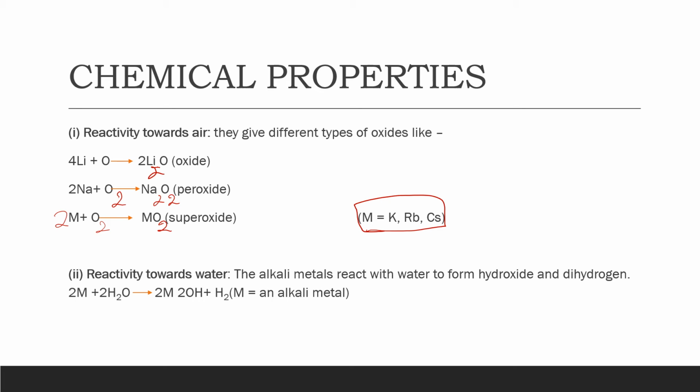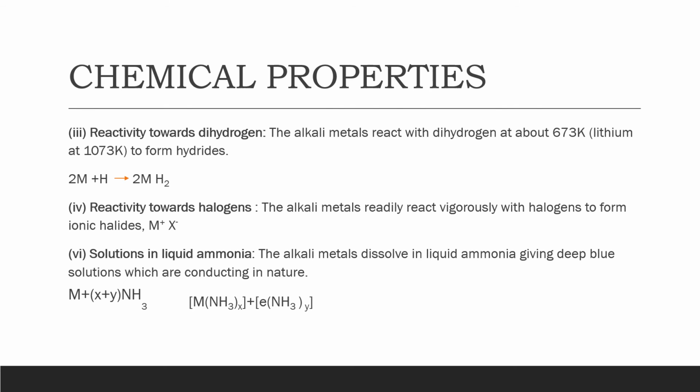Next is reactivity towards water. The alkali metals react with water to form hydroxides and dihydrogen. Hydroxide means OH and dihydrogen means H2. Over here M is again an alkali metal, it can be any of the alkali metals. When they react with water, they give MOH, where M means alkali metal and OH is hydroxide, plus dihydrogen.